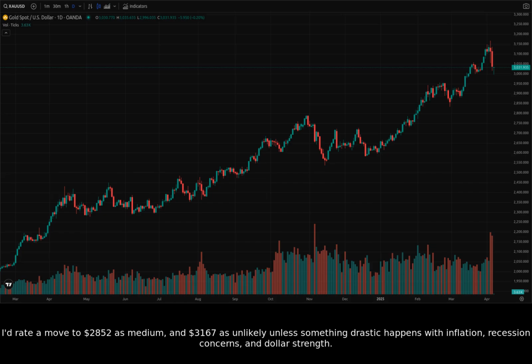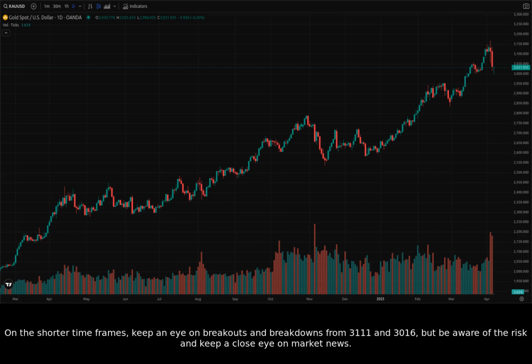I'd rate a move to $2,852 as medium and $3,167 as unlikely unless something drastic happens with inflation, recession concerns, and dollar strength. On the shorter time frames, keep an eye on breakouts and breakdowns from 3111 and 3016, but be aware of the risk and keep a close eye on market news.